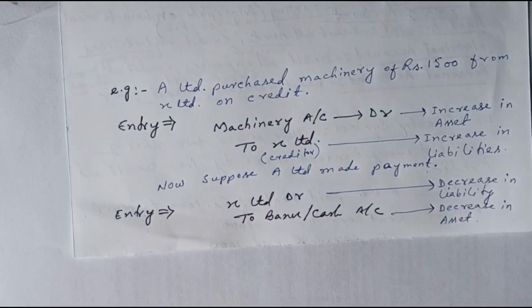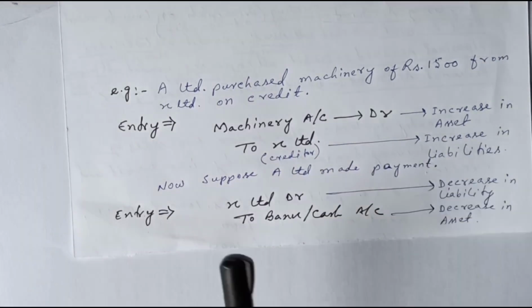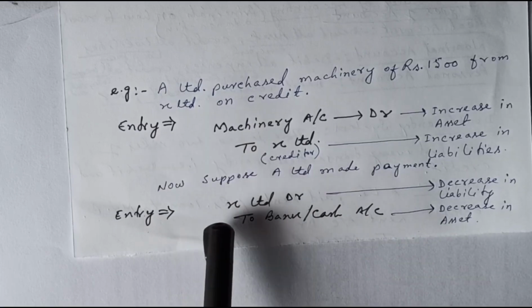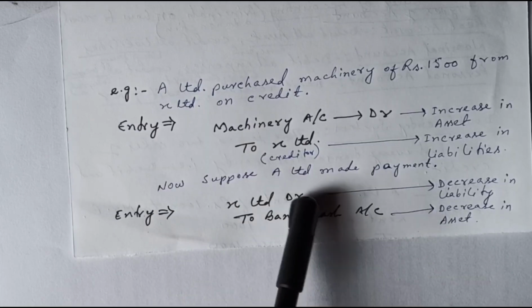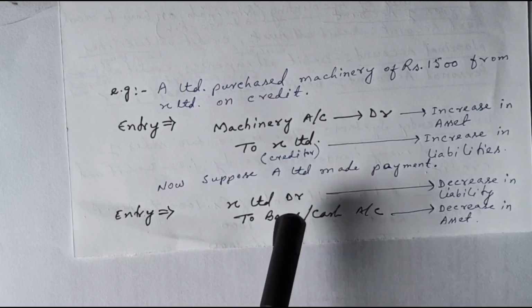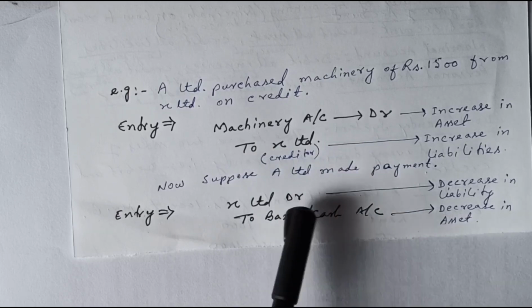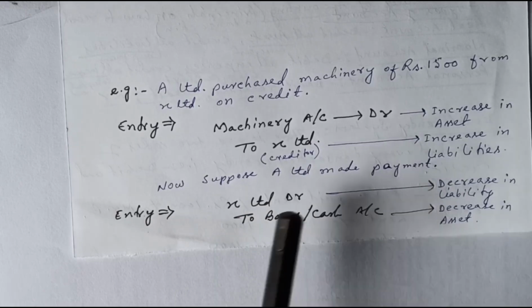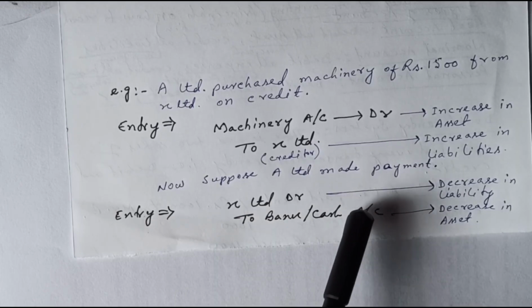Now suppose in this example A Limited is making payment to X Limited. So X Limited is being paid. Now X Limited we need to debit because earlier we have credited it, and now the liability is decreasing as we are making payment to it. So X Limited has been debited, and as we are paying from bank or cash, so bank or cash is a decreasing asset, so it has been credited.